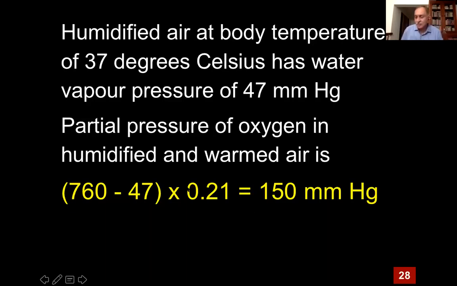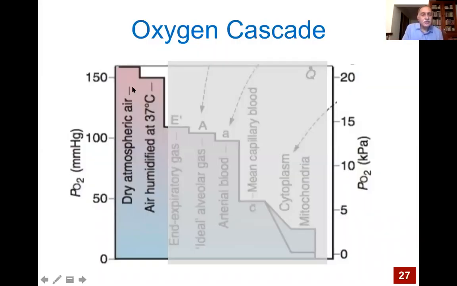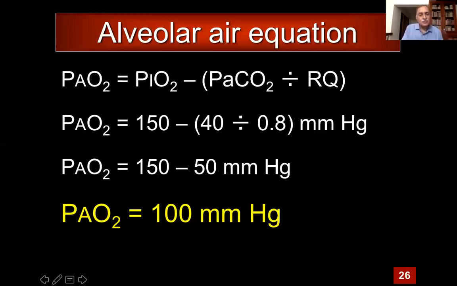And when this is multiplied by a factor of 0.21, we get a value of 150 millimeters of mercury, which is what forms the first step from the starting point of 160 millimeters of mercury. The first step is created because of the humidification and warming up of inspired gases as they travel down the tracheobronchial tree. This step results in the oxygen tension in the gases reaching the alveoli being 150 millimeters of mercury from the starting point of 160 millimeters of mercury.